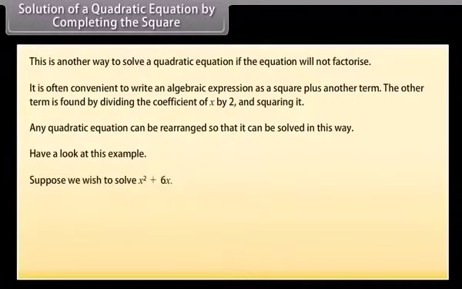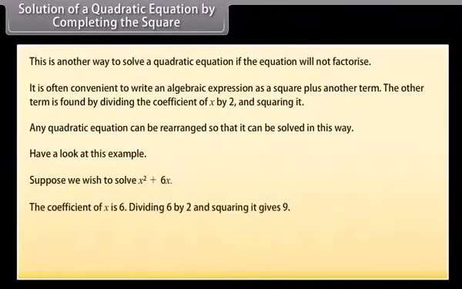Rewrite x square plus 6x as a square plus another term. The coefficient of x is 6. Dividing 6 by 2 and squaring it gives 9. x square plus 6x is equal to x square plus 6x plus 9 minus 9, which equals x plus 3 whole square minus 9.